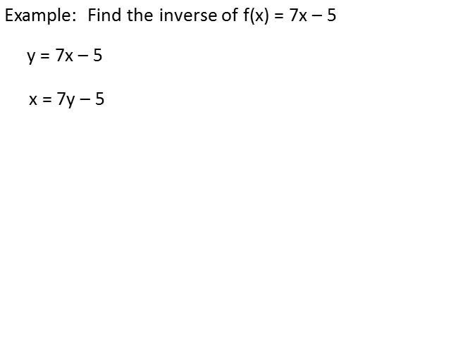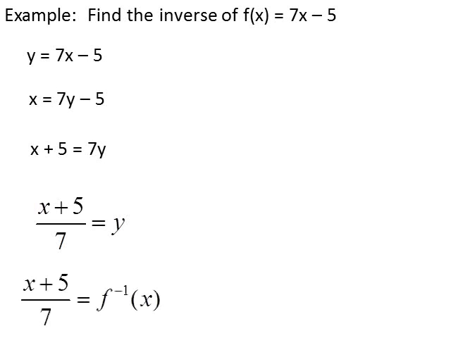But in order to be back into a function, we have to get y by itself. So we'll just use algebra to get y by itself, which means we add 5 to both sides, and that gives us x plus 5 equals 7y. And we divide both sides by 7 to get the y by itself. So that gives us x plus 5 over 7 equals y. And that means that x plus 5 over 7 equals the inverse function of x. And that's what the little negative 1 power after the f indicates, that this function is the inverse of f of x.